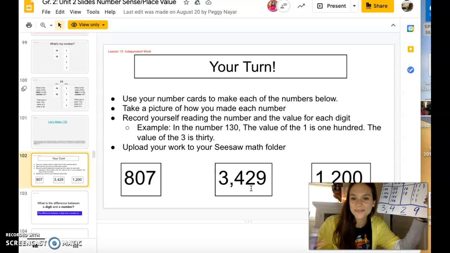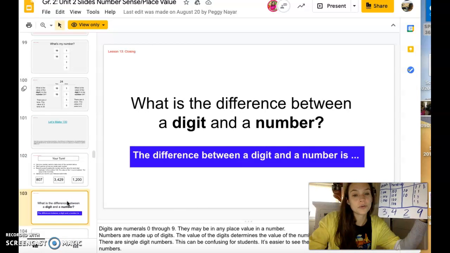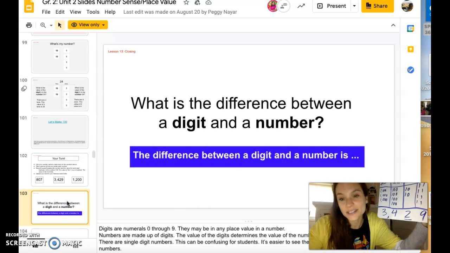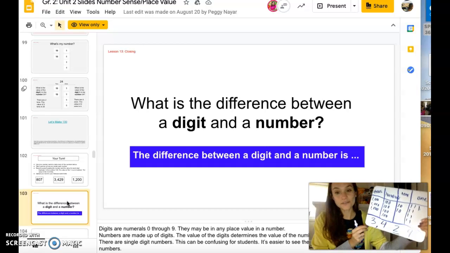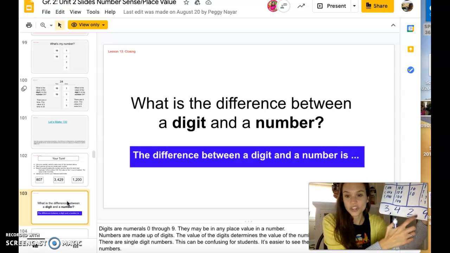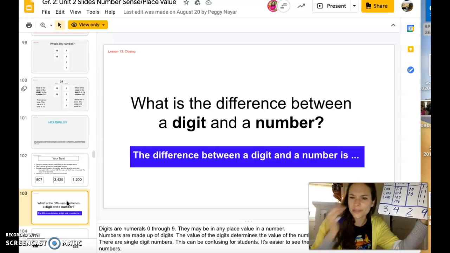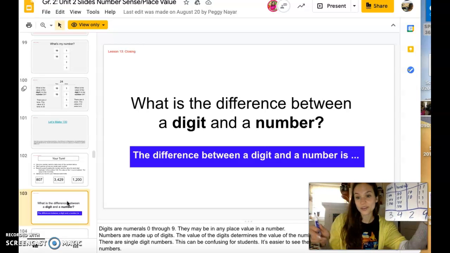And the value of the digit 9 is just what? It's just 9, right? Now, I have a question for you. What is the difference between a digit and a number? Digits, they're numerals. They're numbers 0 through 9. So a digit could be 9, a digit could be 2, it could be 4, it could be 0. Digits are numbers 0 through 9, and they can be in any place value in a number.